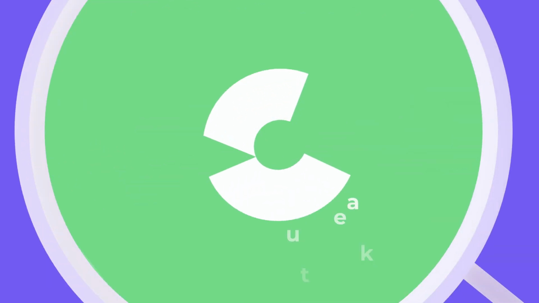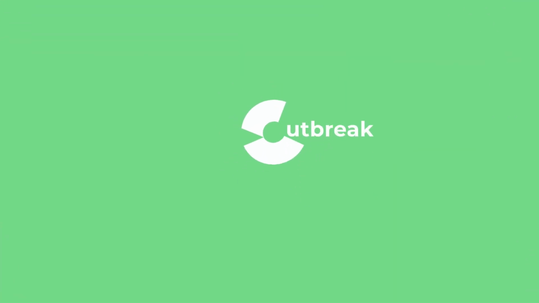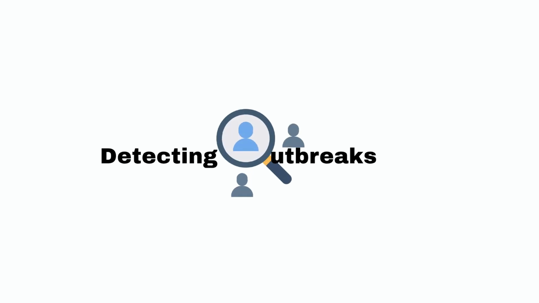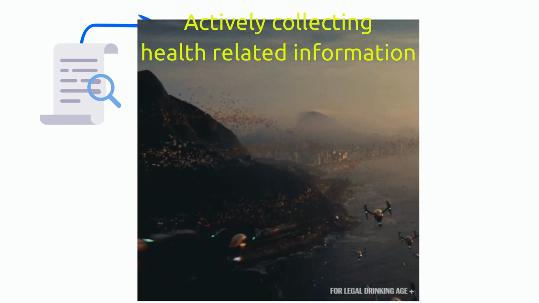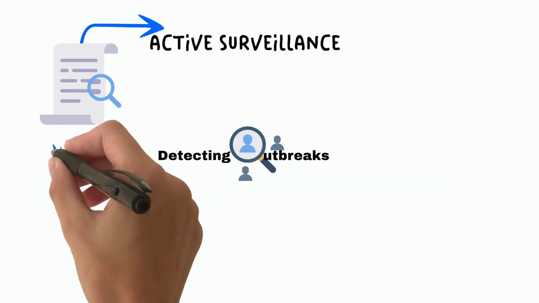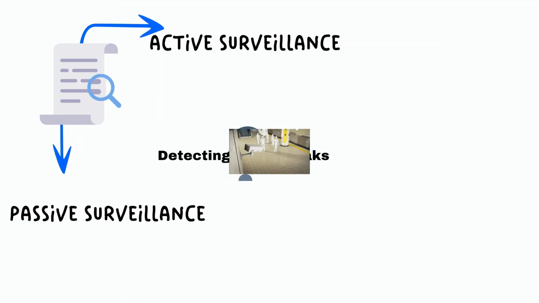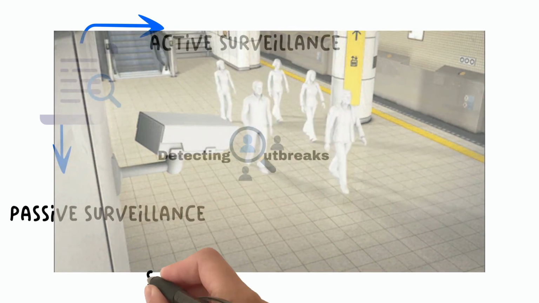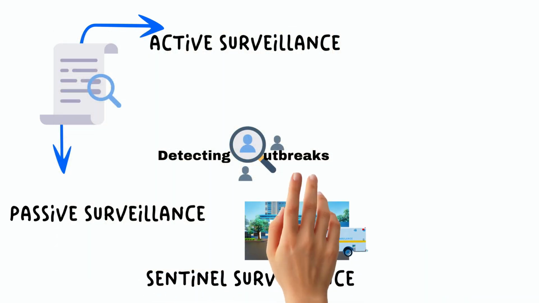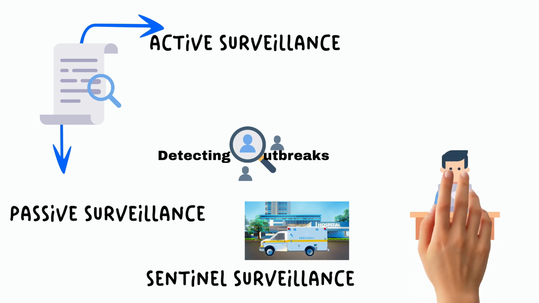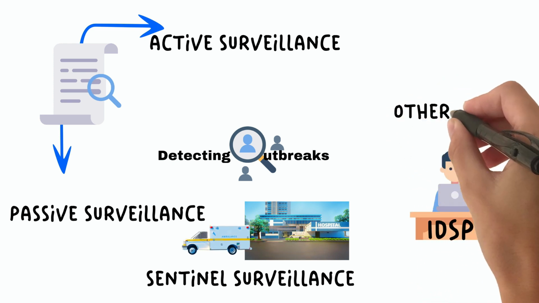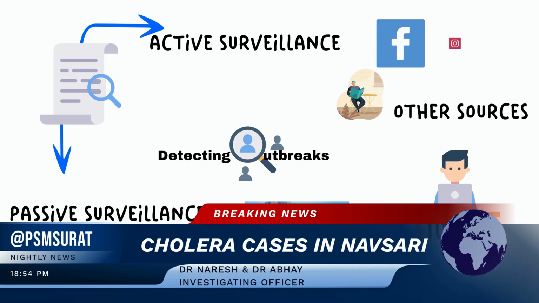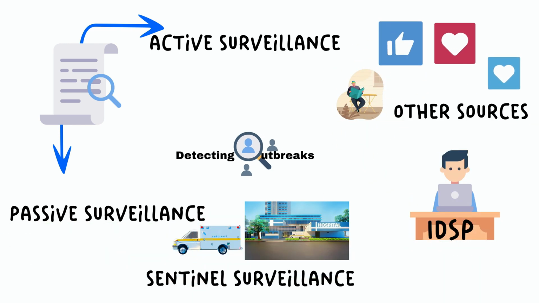How do we know the occurrence of an outbreak? There are different ways through which we may come to know the existence of an outbreak. Through routine surveillance, which includes active surveillance, collecting health information actively, passive surveillance, observing routine data, and sentinel surveillance, where a selected group or institution provides health data. IDSP, Integrated Disease Surveillance Project, or through a variety of other sources of information like news, social media or even rumors.